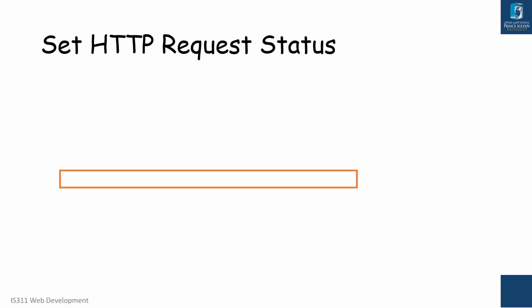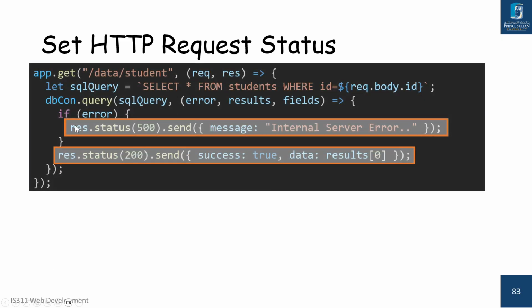The next thing, again, is when we are trying to get the data of a single student record. Here we say status is equal to 500. It means that we could not run the SQL query on our database management system. So we send status 500, and in the other case we send back the response to the client and set the status to 200.